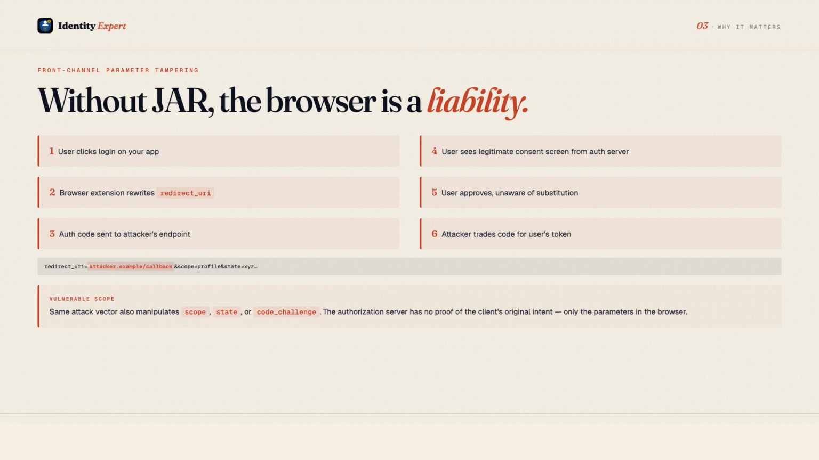Here's why this matters. Without JAR, a man-in-the-browser attack can change the redirect URI from your real app to an attacker-controlled URL, and the user sees a legitimate consent screen, approves, and the authorization code is sent straight to the attacker. The same class of attack can widen scope, swap state, or substitute the code challenge. The authorization server has no way to verify what the client originally intended. That's the gap JAR closes.